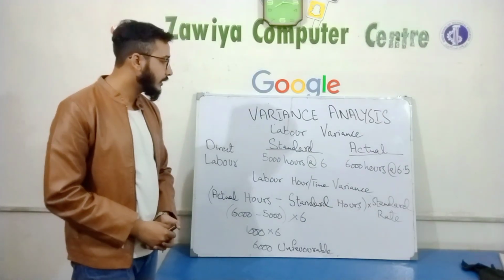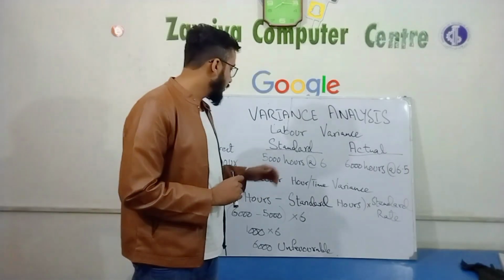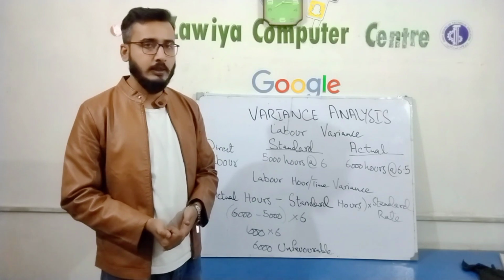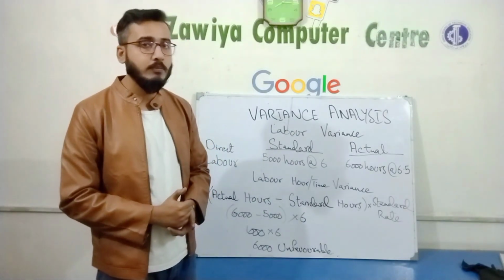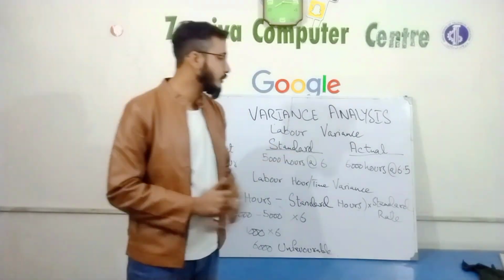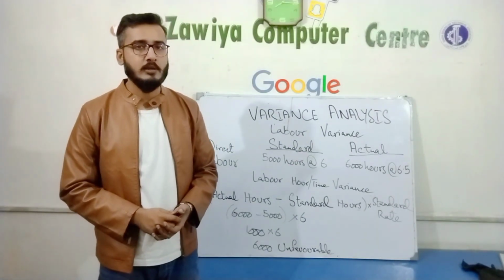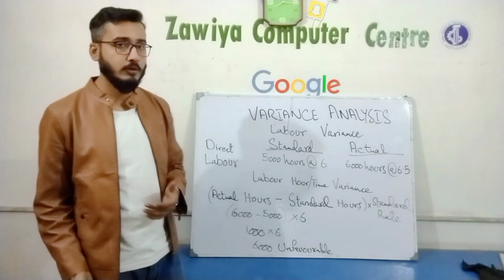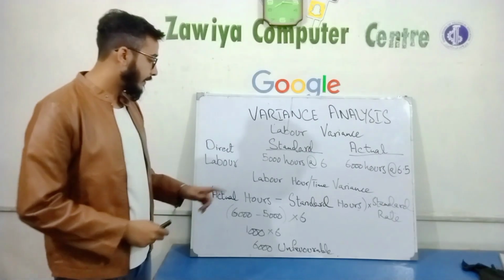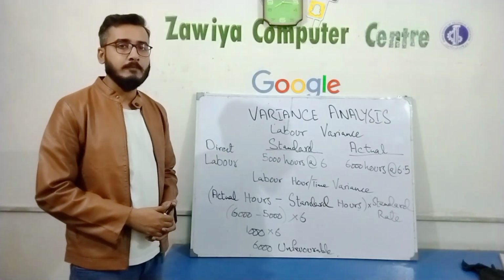Why is that so? Because laborers should complete the work in 5,000 hours, but here they have actually done it in 6,000 hours. So obviously they have been paid more for that. So that's why it is unfavorable for the company.